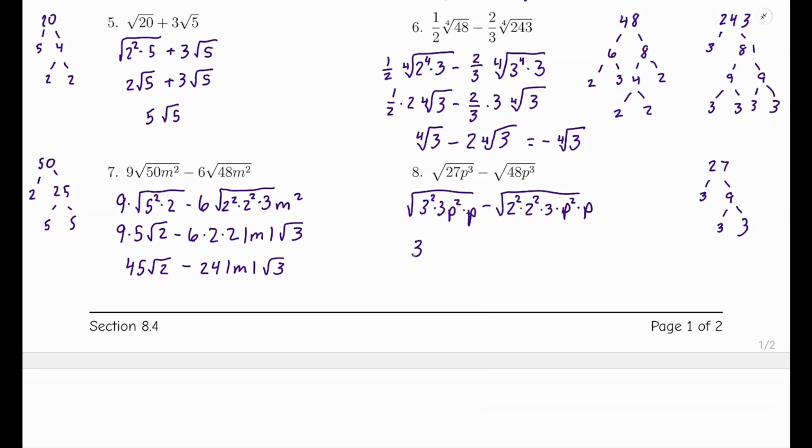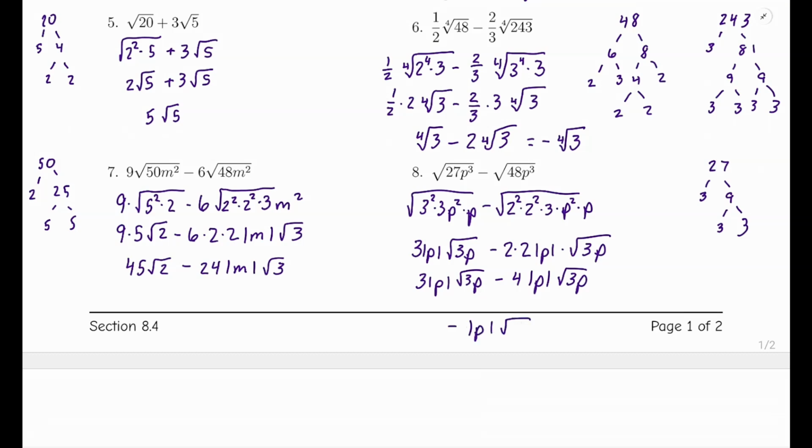So we get 3 absolute value of p square root of 3p minus 2 times 2 absolute value of p times square root of 3p, which is 3 absolute value of p square root of 3p minus 4 absolute value of p square root of 3p. Now everything's like terms. 3 minus 4 is negative 1, so the answer is negative absolute value of p square root of 3p.